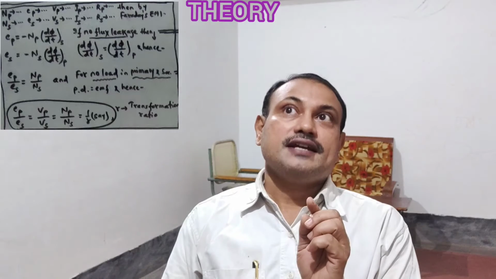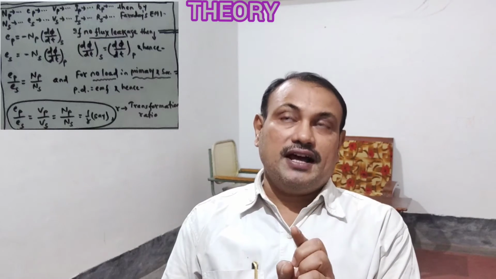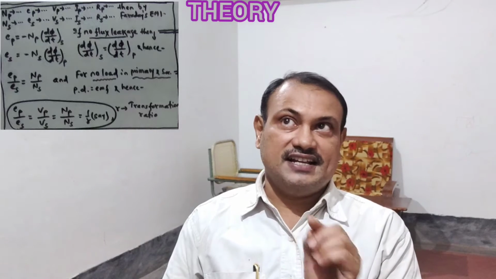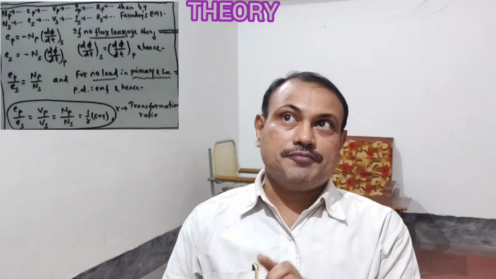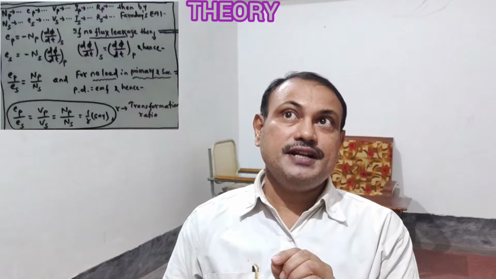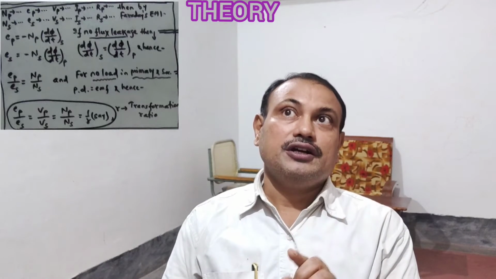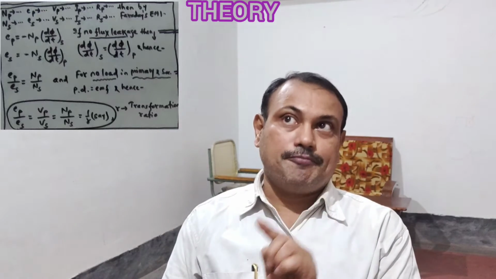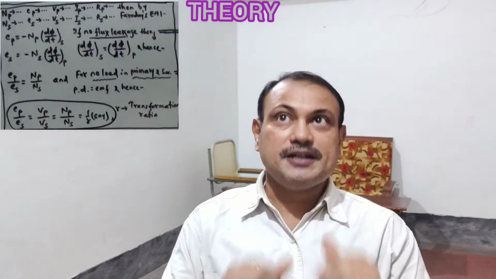Let us assume capital N, small e, capital V, capital I, capital R with subscripts P and S respectively for number of turns, EMF induced, potential difference across the terminal, induced current, and finally the resistance of the coils of primary and secondary respectively.